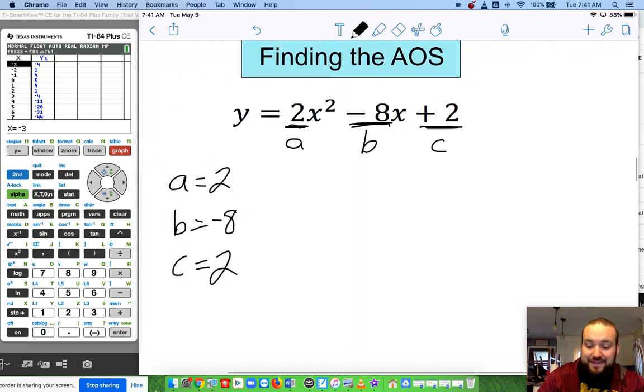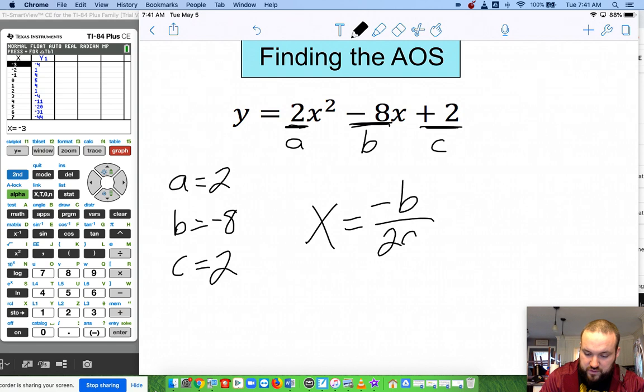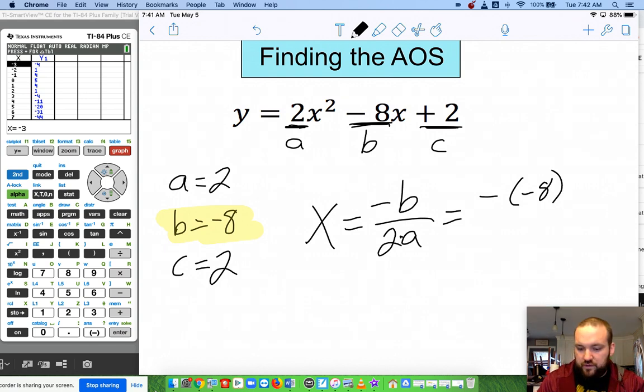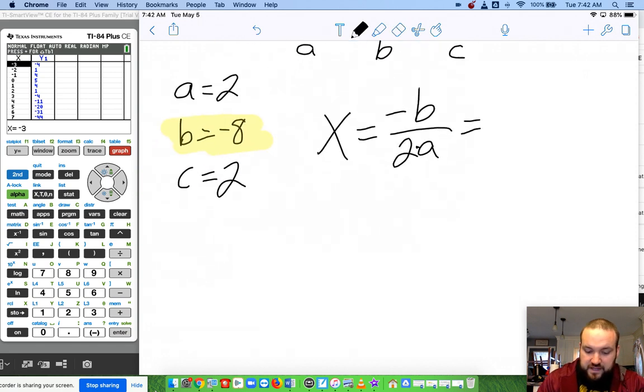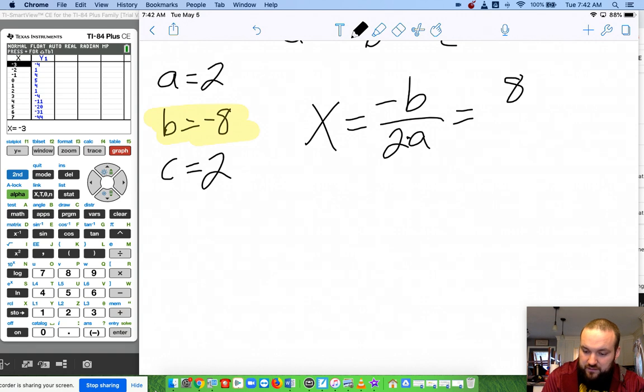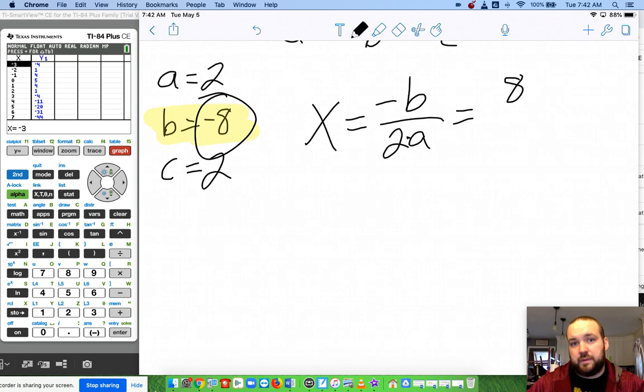So to find the line of symmetry, I'm going to do the opposite of b divided by 2 times a. Well, if my b value is negative 8, what's the opposite of negative 8? You could say, what's the negative version of negative 8. But I like to use that word opposite to basically say the opposite of b is going to be positive 8. So it's just turn the negative number positive or turn the positive number negative.